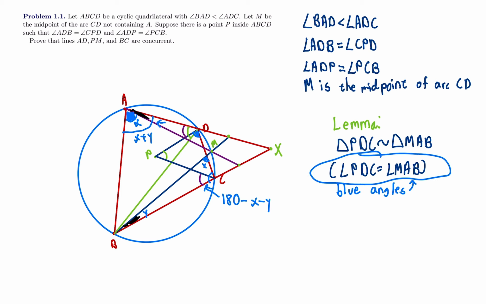And so similarly, we can find another angle condition. And so then these two triangles are similar. So let's try using that to our advantage.